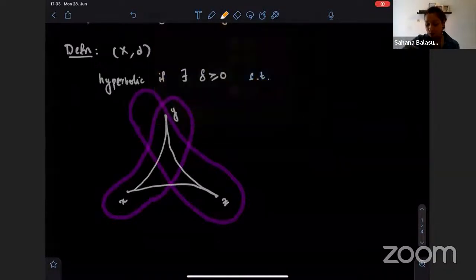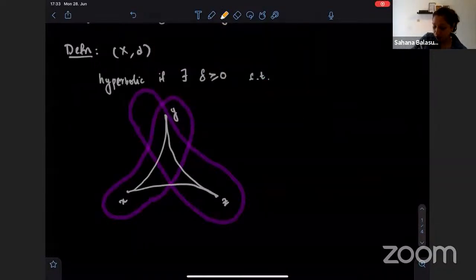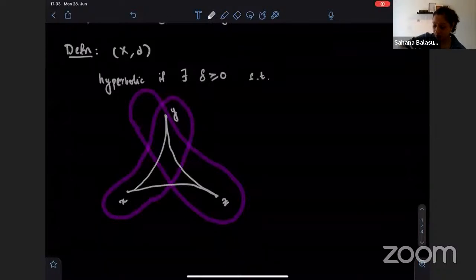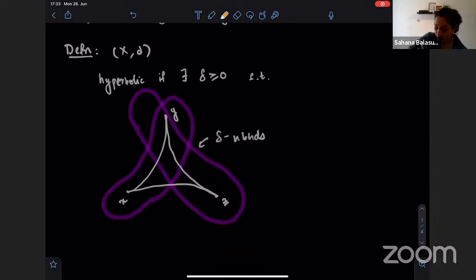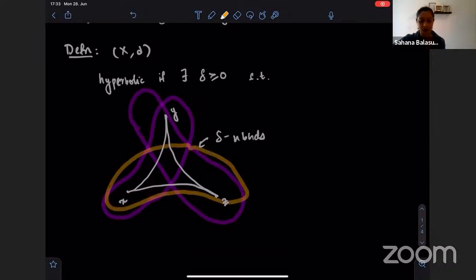And the condition says if you do this, the union of these 2 delta neighborhoods should somehow completely cover the third side. So you can see that in the way I've drawn this, side XZ is completely contained in the union of the 2 purple neighborhoods. But the same would be true if you took the delta neighborhoods for the side YZ and XZ. Their union would completely cover XY, and so on for the third set as well.